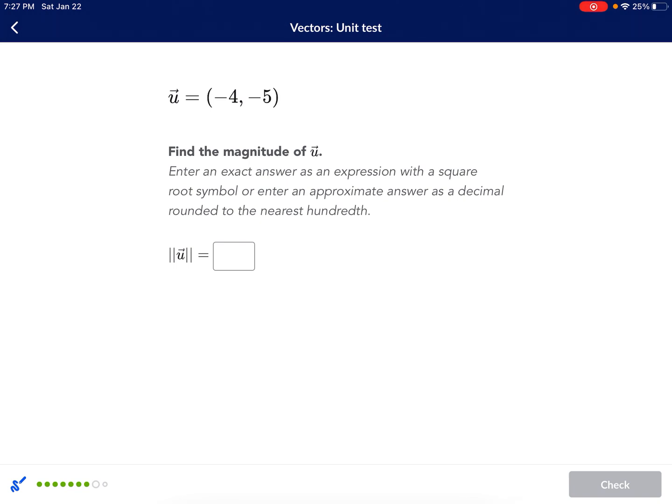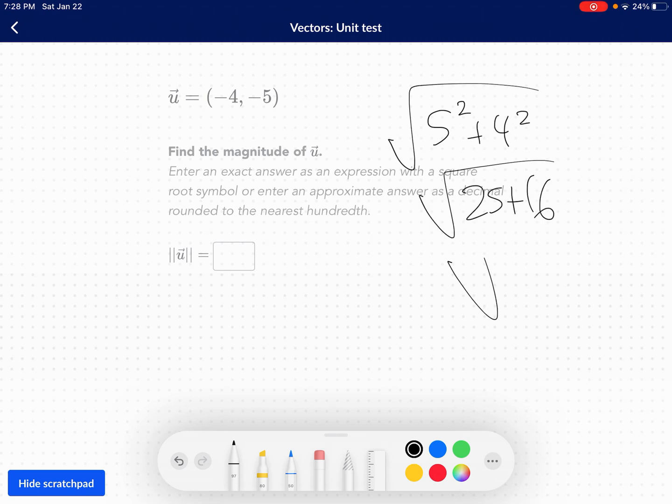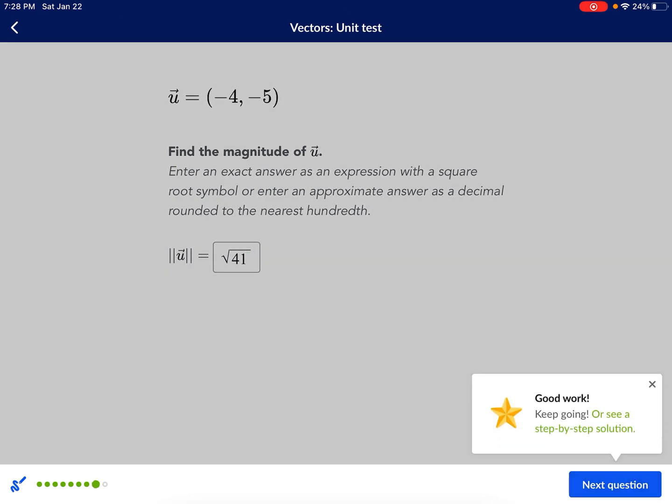Find the magnitude. You square both. 5 squared plus 4 squared. Take the square root of both. You get square root of 41, and it says I can use square root symbol, so oh, I almost typed pi there. I don't want to do that. So I don't need a converter or anything. I just type square root of 41.